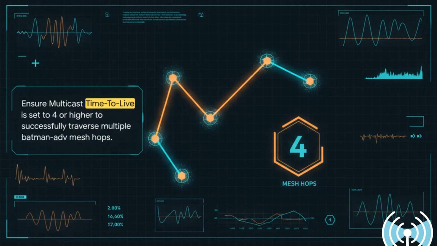Oh, and there is one more absolute lifesaver hiding in those ATAK settings, your multicast time to live, or TTL. You have got to set this to 4 or higher. In the networking world, TTL determines how many hops a packet can survive between nodes before it's thrown away. Setting it to 4 or greater guarantees your ATAK data packets can physically traverse multiple hops across that Batman-adv mesh network without dying off before they reach your squad.